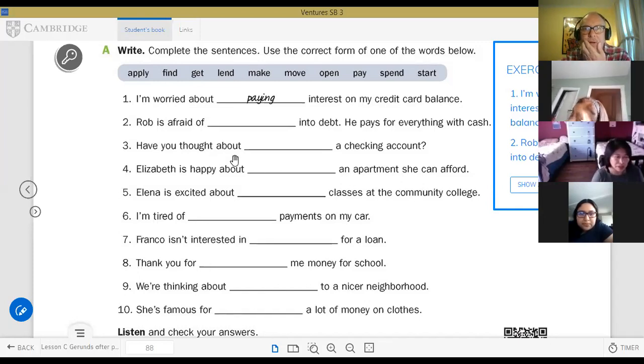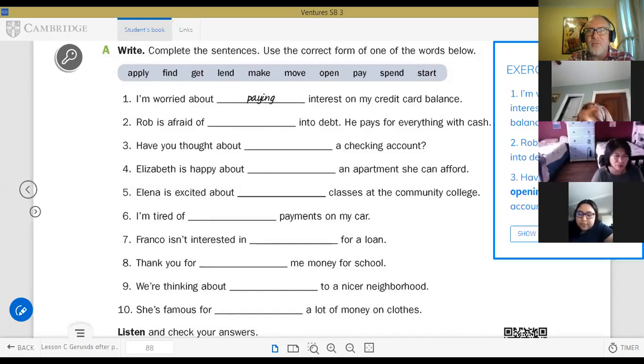Have you thought about a checking account? What do you do with a checking account? Well, we could say getting, but we've already used getting. So let's use another one. What can we say for a checking account? Opening. Again, gerund plus about. Have you thought about opening a checking account? Gerund with preposition. Good.